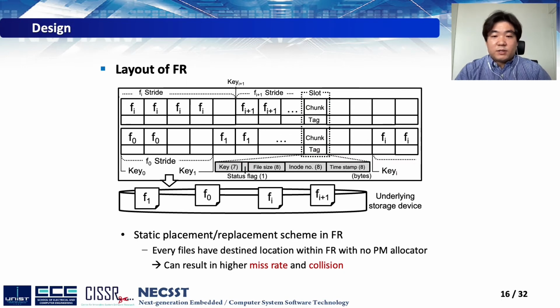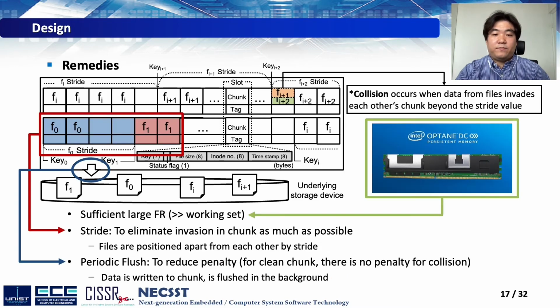FR is designed with a static management scheme. Every file has a destined location within FR. Not all files are assigned a location by an allocator, but the location is specified at the time the file is created. Unfortunately, the environment where files are statically located can result in high miss rate and collision.